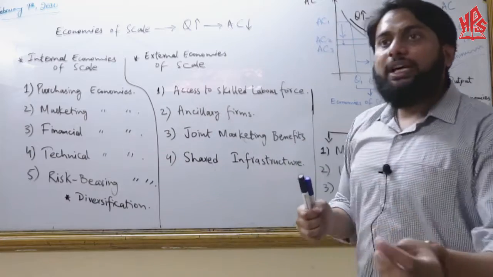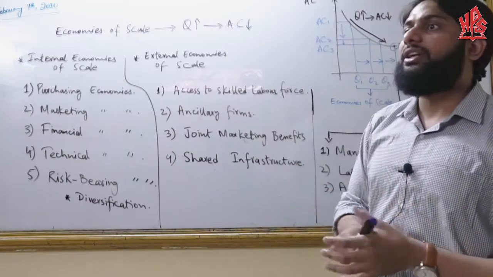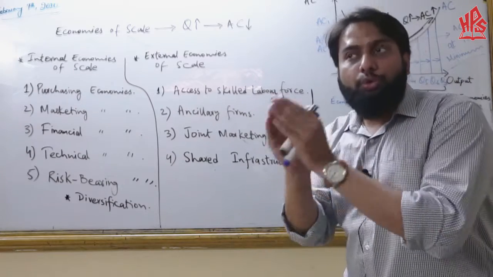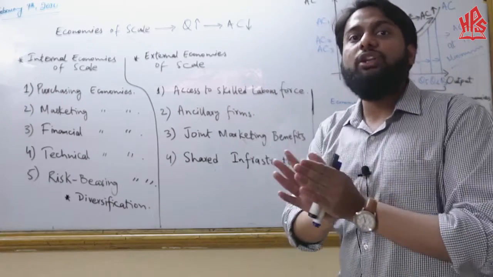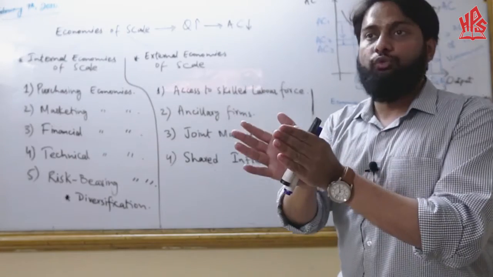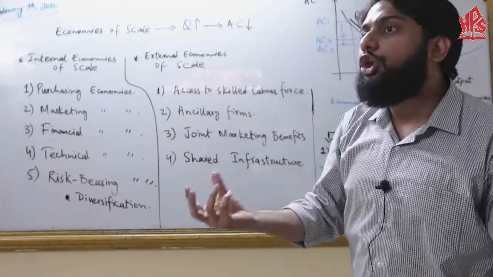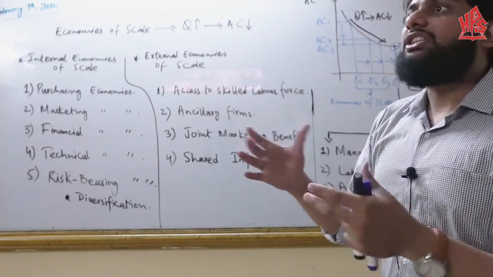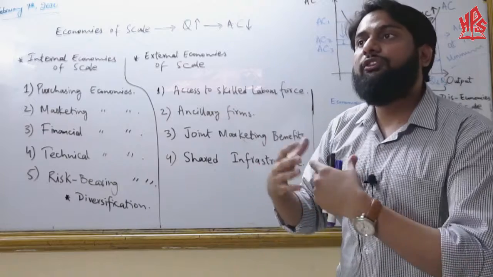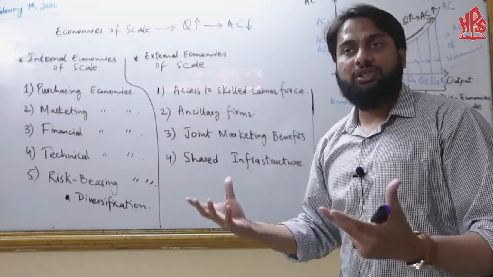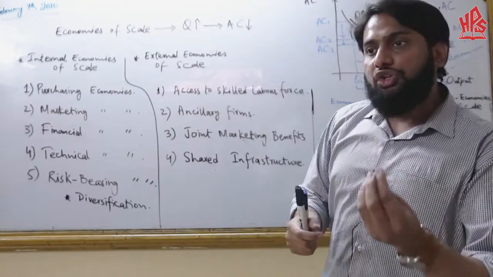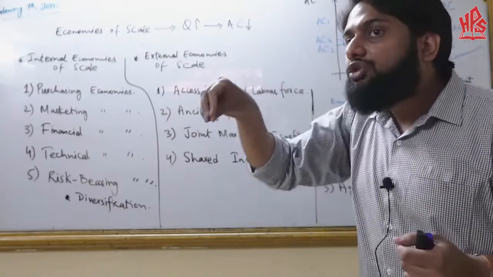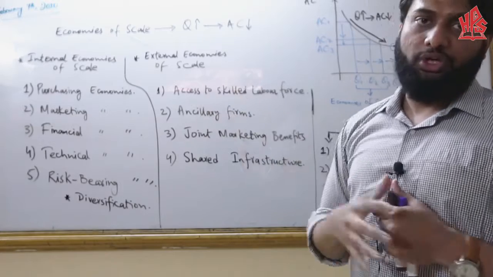Fourth, technical economies of scale. How can we elaborate that? In technical economies of scale, we try to improve, innovate or invent a technique of work which actually reduces the cost of production. Let's suppose a firm invents or innovates a machinery which can produce relatively more output than the previous one, that actually decreases the cost of production.